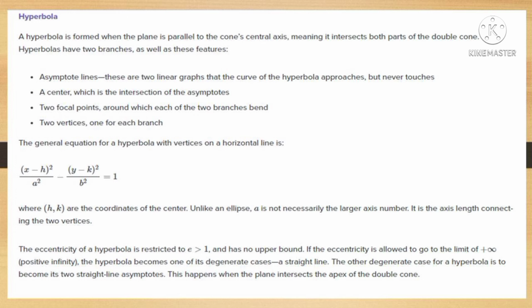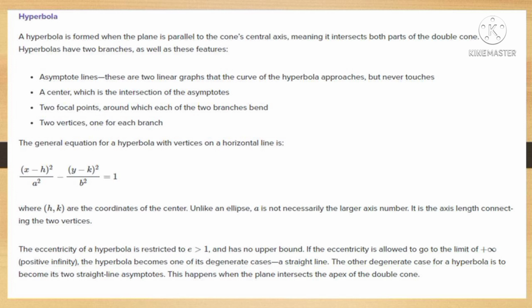The general equation for a hyperbola with vertices on a horizontal line is quantity x minus h squared over a squared minus quantity y minus k squared over b squared is equal to 1, where h, k are the coordinates of the center. Unlike an ellipse, a is not necessarily the larger axis number. It is the axis length connecting the two vertices. The eccentricity of a hyperbola is restricted to e greater than 1 and has no upper bound.